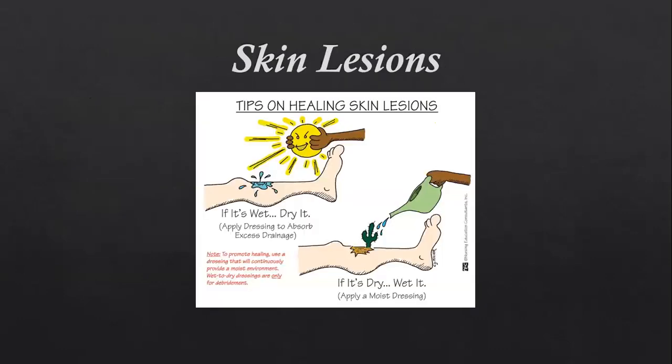So just a tip for y'all: if it's too wet, it needs to be dried. If it's too dry, it needs to be wet. It needs to have some moisture there, because wounds can't heal if they don't have the necessary environment to do it. So if the wound is staying wet, we need to dry it out some. And if it's staying dry, we need to moisten it up some.